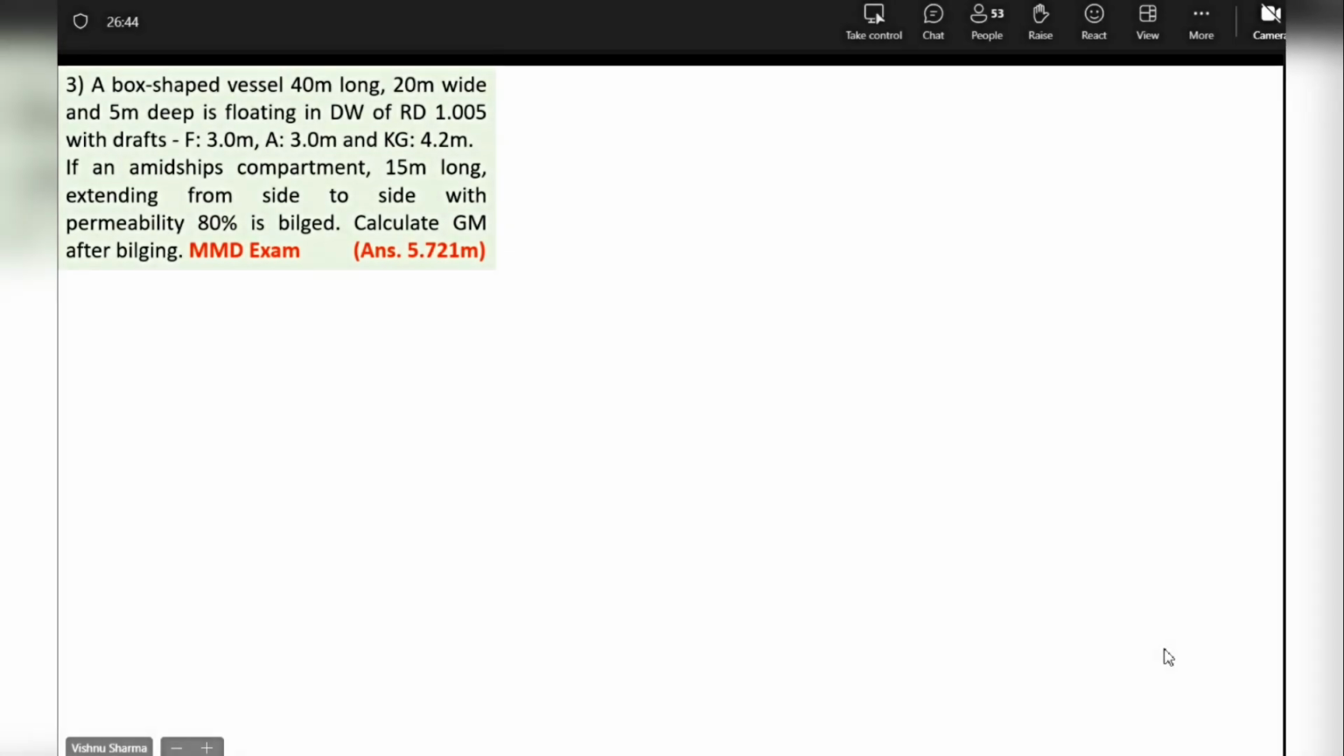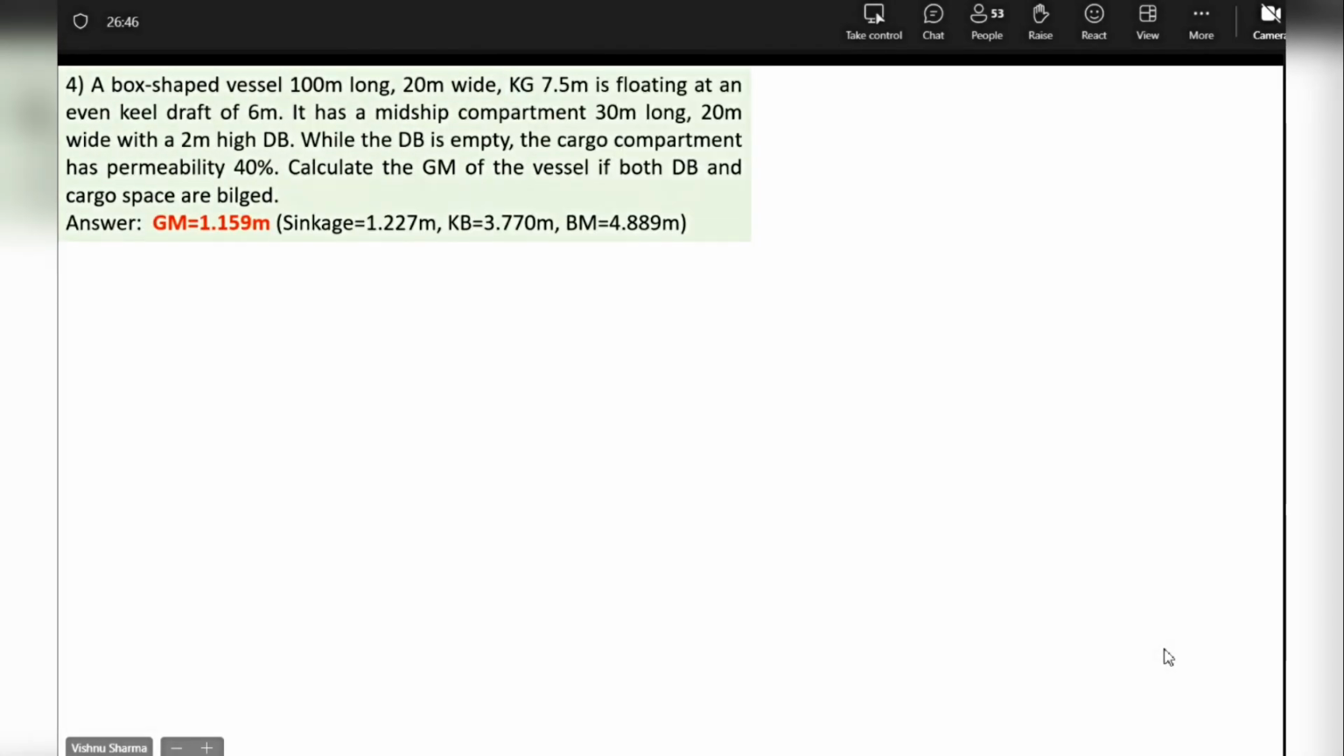Guys, any more doubts? I hope everybody was able to solve this question, or are there doubts on this? Sir, please explain the KB part of this question. Yes, okay, the KB part. Okay.